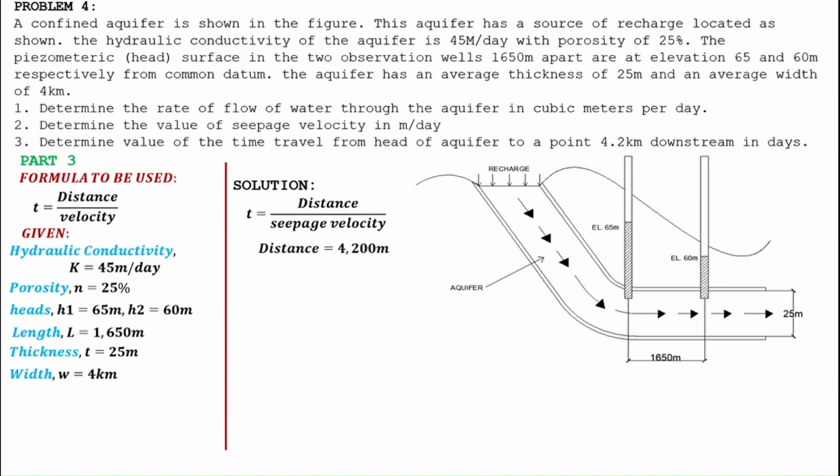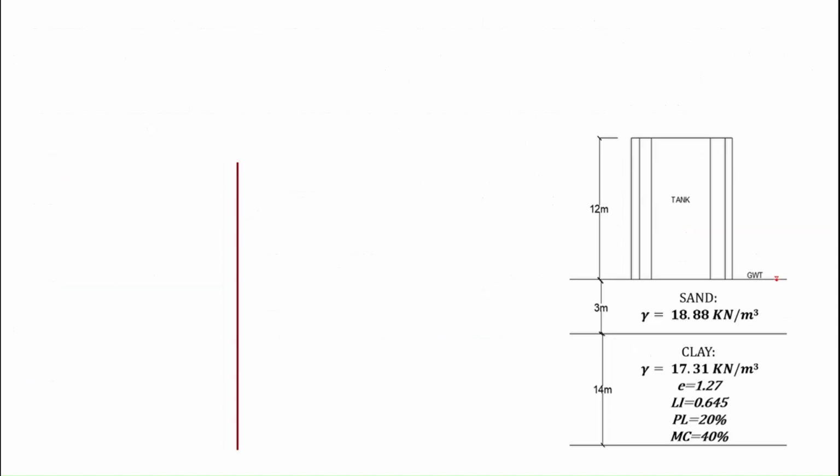Distance is equal to 4.2 kilometers or 4,200 meters. Seepage velocity from our previous question is equal to 0.545 meters per day. Substituting all of these values to our formula, time is equal to 4,200 meters over 0.545 meters per day. Time is therefore equal to 7,706.42 days.